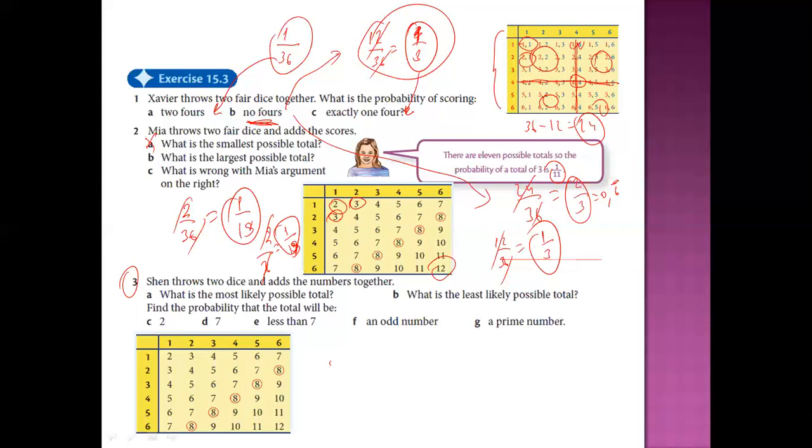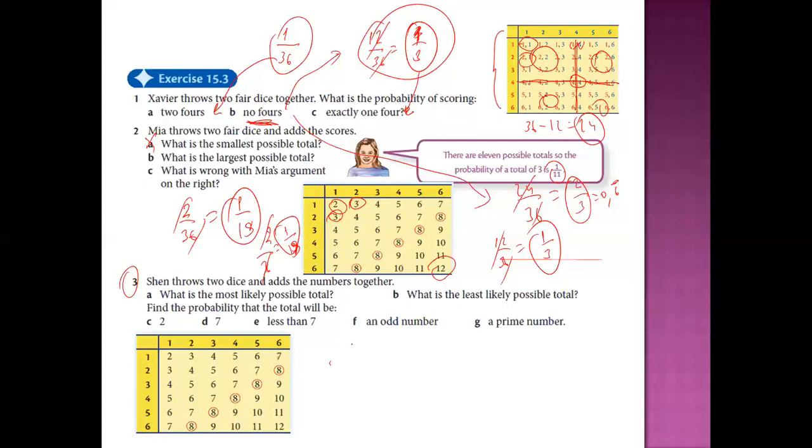Most frequent numbers. There we have 8s are 5, and 7s are more than 8s, because 1, 2, 3, 4, 5, 6. We have 6 7s. That's why 6 over 36 means 1 over 6.